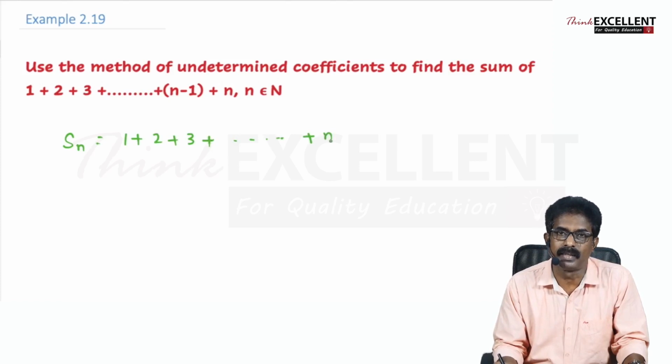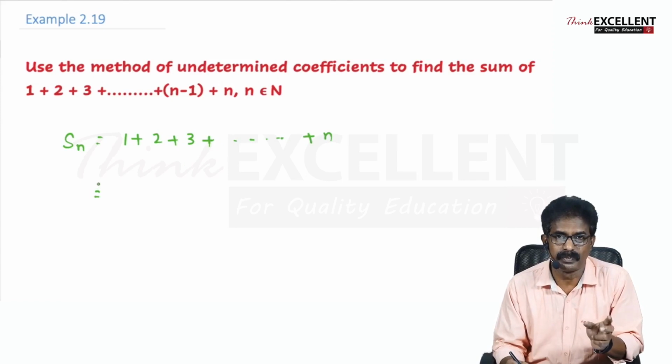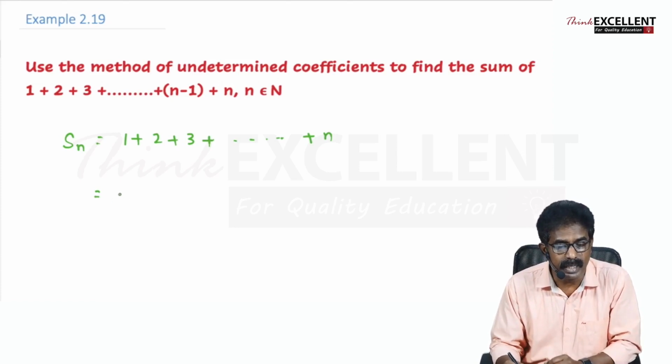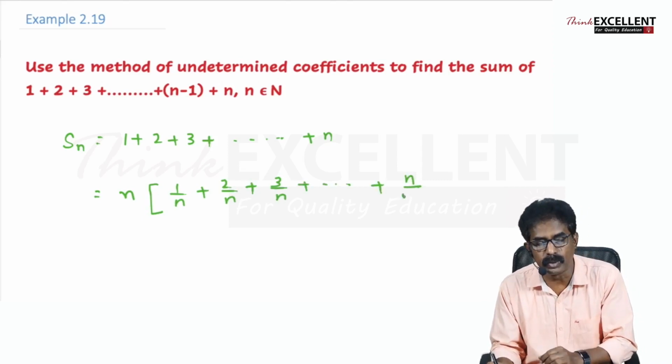up to n. Next step, what I'm going to do now is multiply by n and divide by n. So for this sequence, I multiply by n and divide by n. Multiplying by n, that n you write just outside. Dividing by n, every term you divide by n. So 1 by n, plus 2 by n, plus 3 by n, plus etc., plus n by n. n by n, you know, is 1.